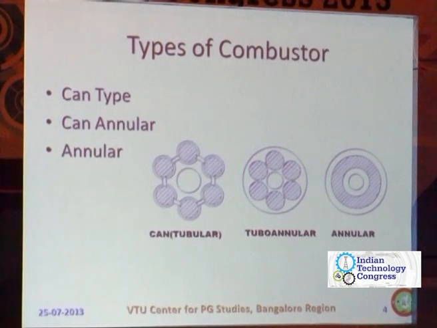The annular type has a low frontal area and is used in modern military aircraft. And the can annular type has the advantages of both the annular and the can type, and it is used in passenger aircraft.